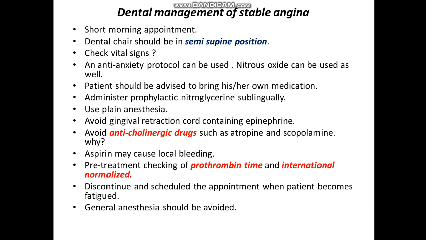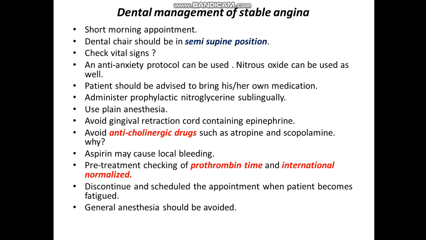Pre-treatment checking of prothrombin time. Prothrombin time measures the extrinsic and common pathways of the coagulation cascade, or coagulation process. The normal measurement should be from 12 to 13 seconds. The international normalized ratio is a ratio for the average measurement of the prothrombin time.